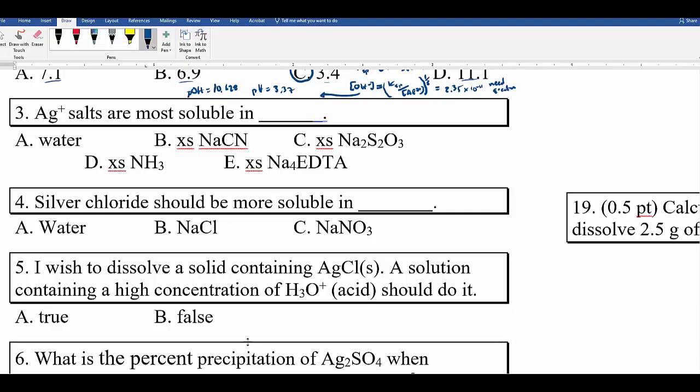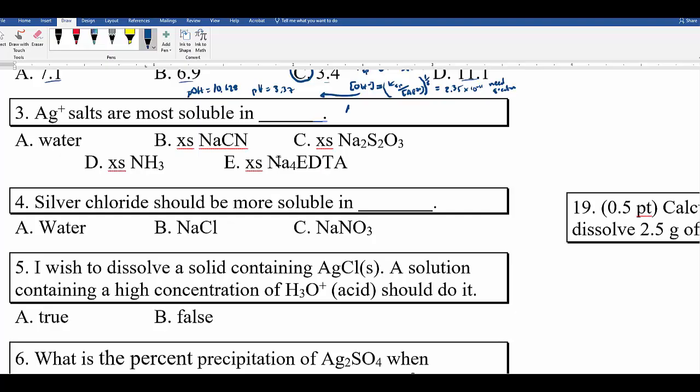Silver ion salts are most soluble in water, excess sodium cyanide, excess sodium thiosulfate, excess ammonia, excess sodium EDTA. So let's take a look at these. These are all going to complex it. The cyanide ions will attack silver ions.